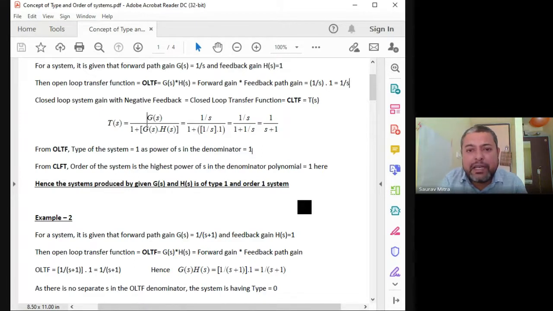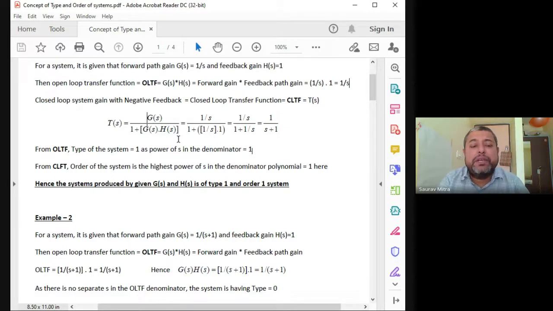So two things I will tell you. First thing is type is found from open loop transfer function and order is found from closed loop transfer function. So open loop transfer function is given by G(s)H(s). Closed loop transfer function is given by G(s) divided by 1 plus G(s)H(s). So this is the first difference between order and type.